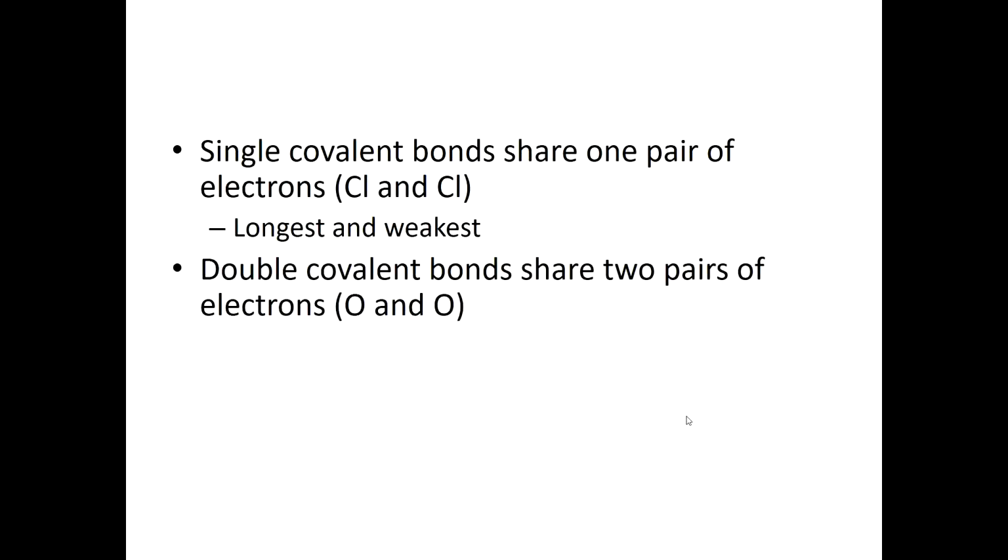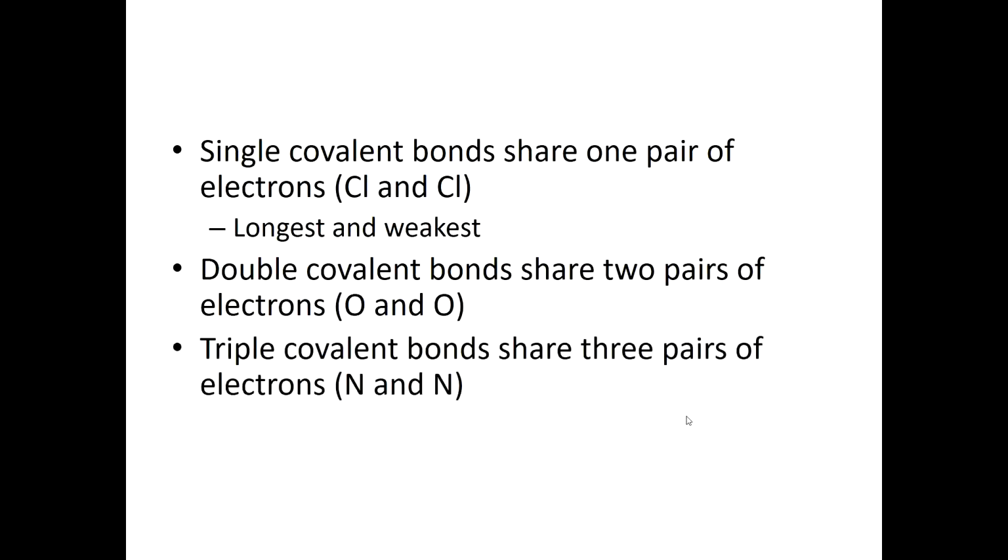Double bonds, I gave you an example just a minute ago. I showed you when oxygen bonds with another oxygen atom, they end up sharing 2 pairs of electrons. So that's a double bond, and those end up being a little bit shorter, a little bit closer together, and stronger than single bonds. And then you have triple bonds, and again, I showed you this example a minute ago.